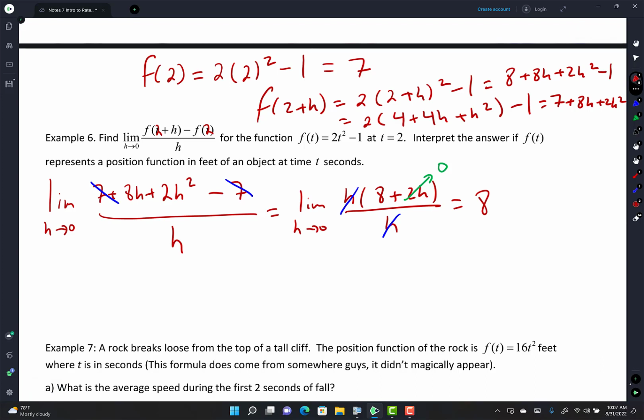Are we feeling okay? All right, so now look what it says. Interpret the answer if f of t represents a position function in feet of an object at time t seconds. What do you think this 8 means?